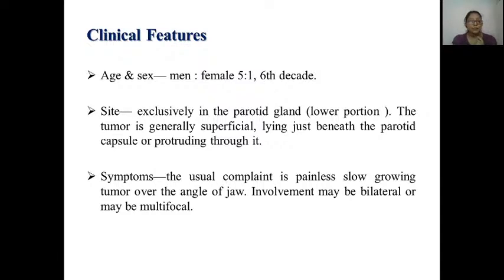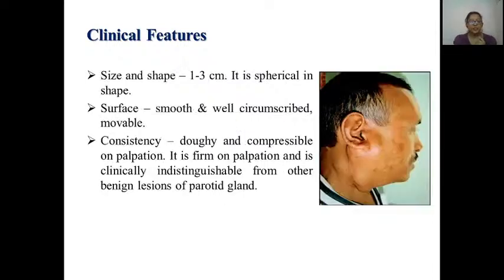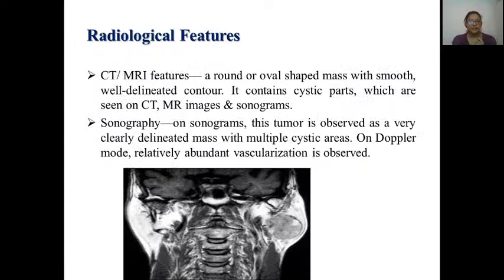The tumor is generally superficial, lying just beneath the parotid capsule or protruding through it. The symptom is usually a painless, slow-growing tumor over the angle of the jaw. Involvement may be bilateral or multifocal. Clinically, the size is almost 1 to 3 cm. It is spherical in shape, smooth and well circumscribed, and can be movable. When palpated, it is doughy and compressible. It can be firm on palpation, clinically indistinguishable from any other benign lesions of the parotid gland.